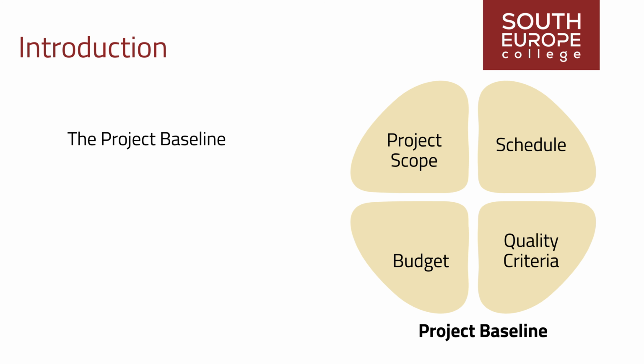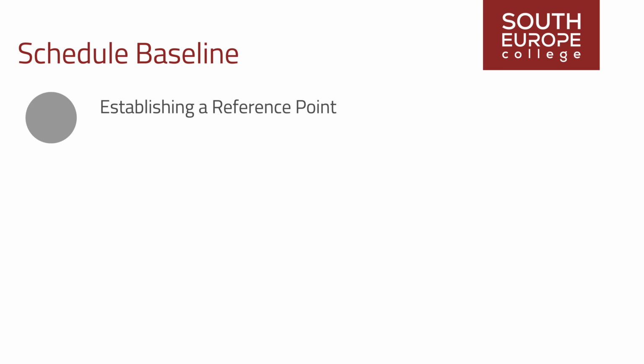The project baseline serves as a fundamental benchmark for assessing deviations, variances, and changes during project execution, enabling project managers to track performance, manage expectations, and make informed decisions to ensure project success. Schedule baselining involves establishing a reference point against which project performance and progress can be measured.